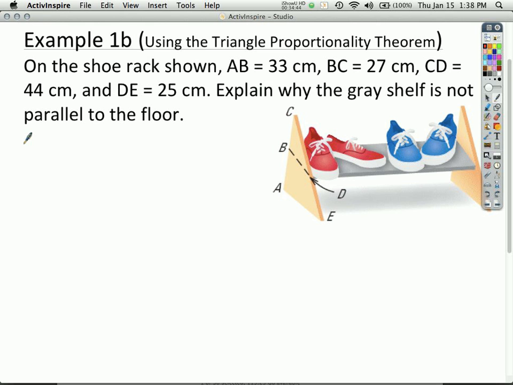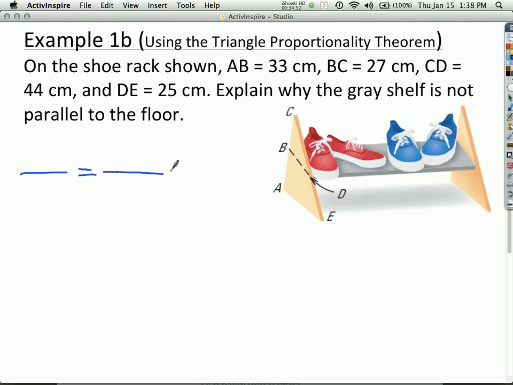Okay, so you actually have a proportion that looks like a traditional proportion with a fraction or a ratio on the left and a ratio on the right. So what was the left? 44 over 25. And then what was on the right? 27 over 33. So what were you looking for when you set that up? If they were equal. And are they? No. Did you do cross product, or what did you do to figure out that they weren't equal? Because 44 is greater than 25.